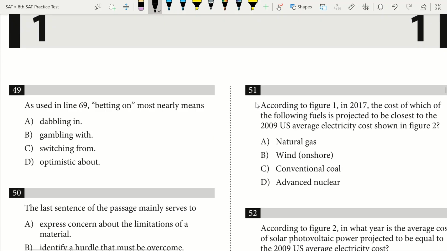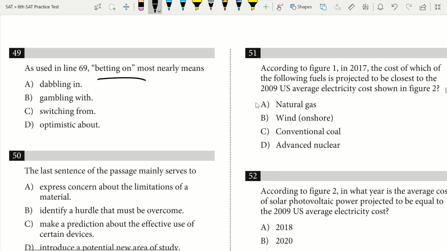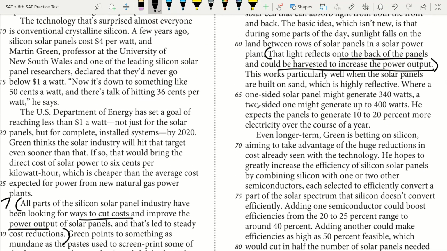48 already answered that one. Now we're down to 49. As used in line 69, "betting on" most nearly means what? Well, let's go take a look at "betting on" and come up with what it most nearly means. We know it was line 69. I'll go ahead and make sure I box that term up so you can see it. It's right here. Okay, so we have even longer term.